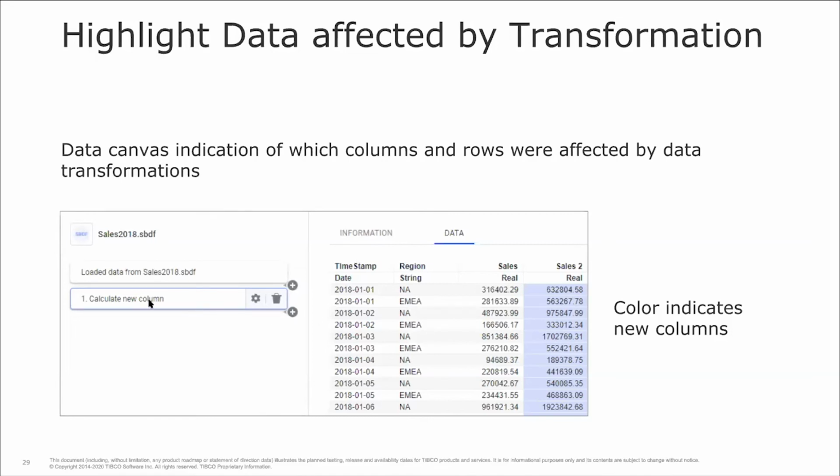So when you select the data transformation in the list, we color code the affected columns. So if you calculate a new column, we indicate which column that is. Really beneficial, especially if you have thousands of columns. We also scroll to the correct column and color code it so that it's easy to review what each transformation does to your data.